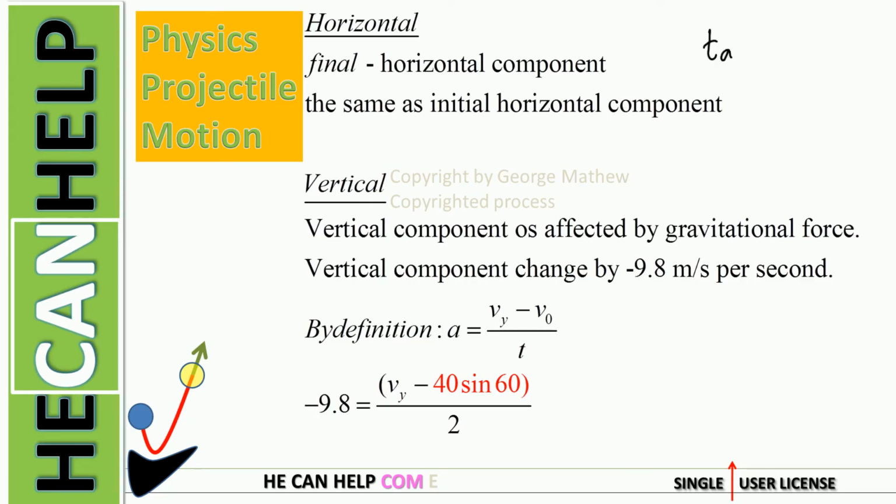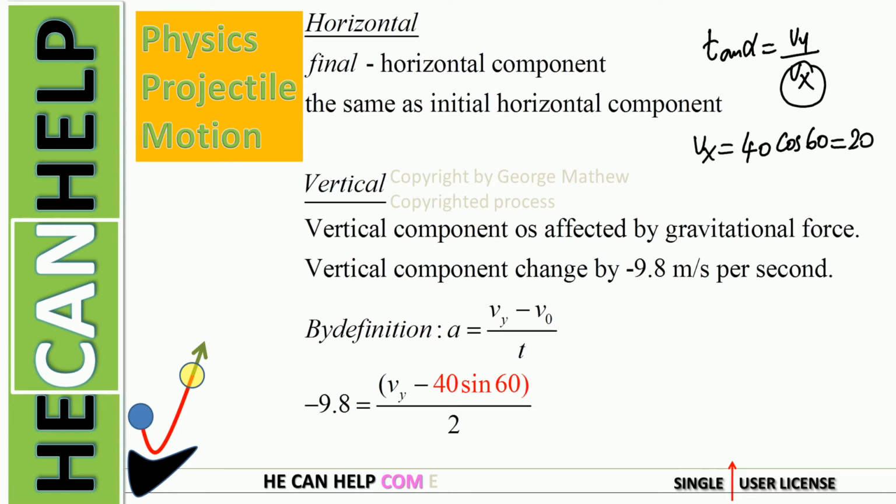To get tan alpha, we need Vy and Vx. The x component is very easy. It is 40 cosine 60, and that is nothing but 20. So we already know Vx. The horizontal component is just 20 meters per second. What about the vertical component?